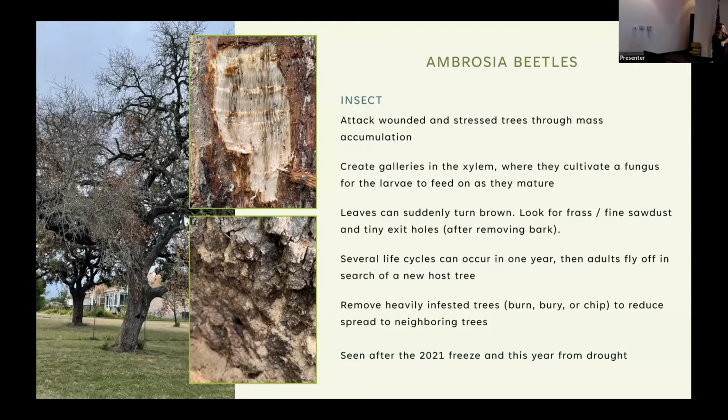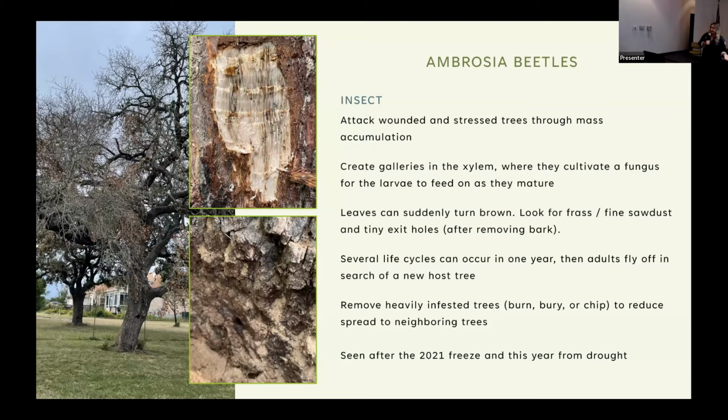And they make tiny holes, and then they also create galleries where they tunnel through the sapwood, the cambium of the tree, which also kills it. But then they push out the frass, which looks like sawdust. And so that is what was evident. And then once we saw that, we removed the bark, and there are these tiny exit holes. I mean, you can barely even see them. They're so tiny. But that frass was the indicator.